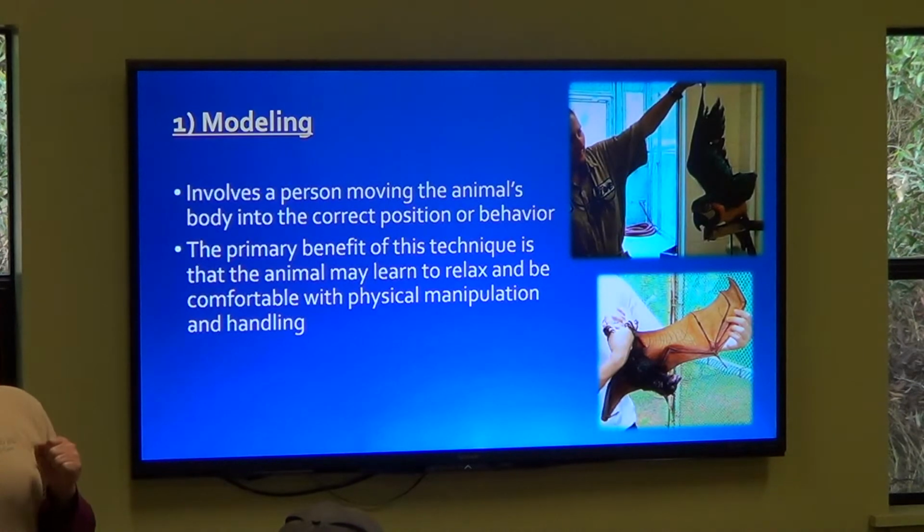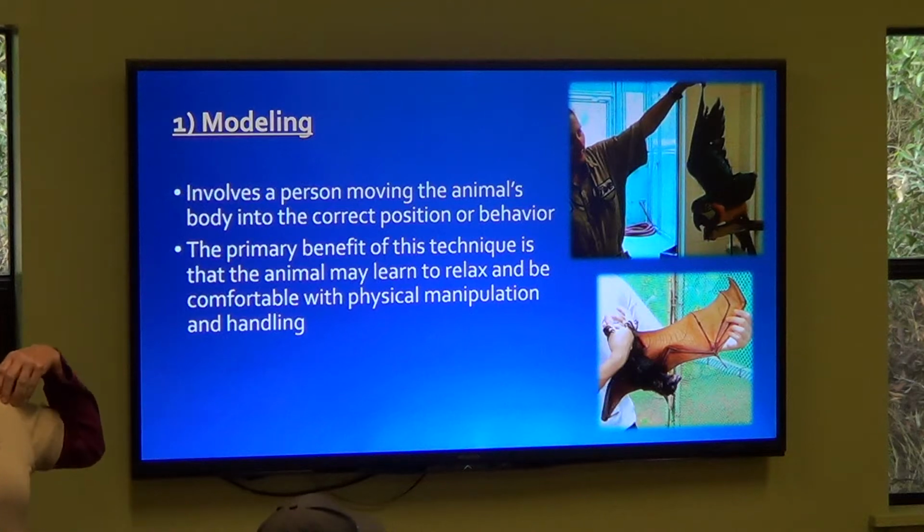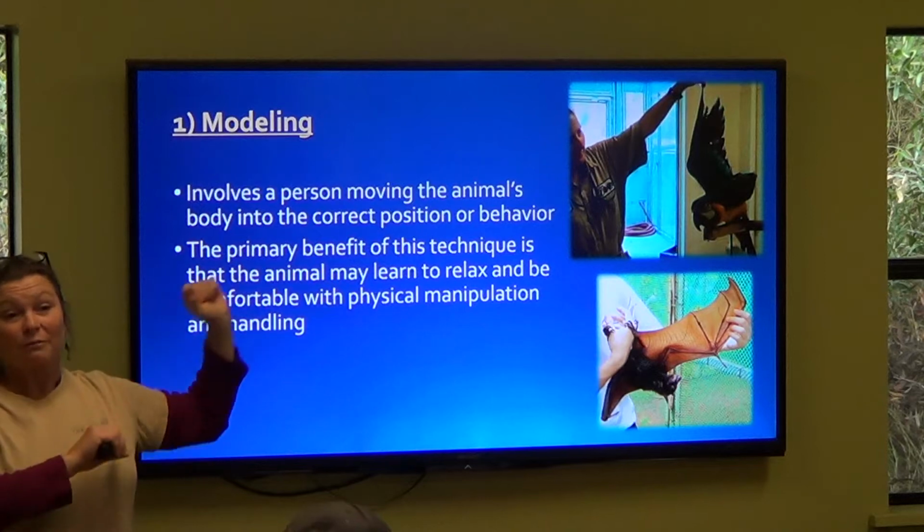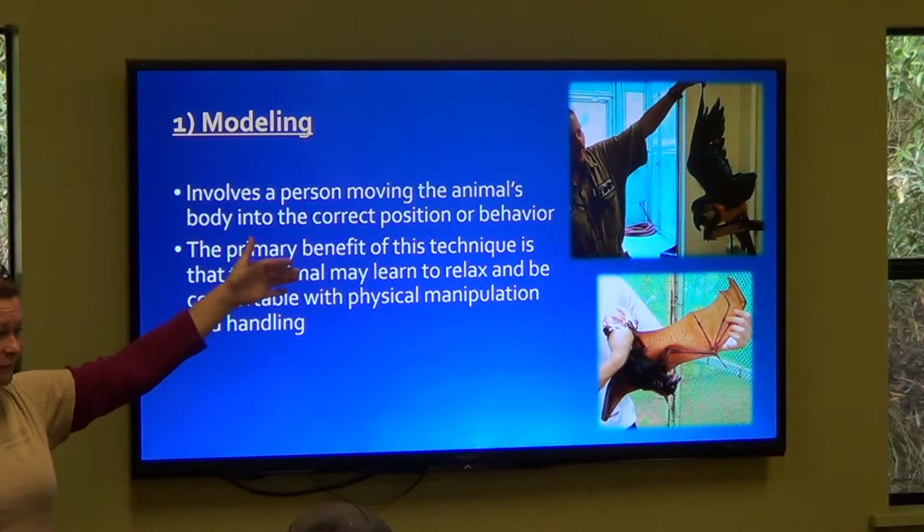All right, so modeling. What does modeling mean? This is when you take the animal's body and actually physically move it into a position. So if you want a bird to do an open wing, you might take that wing and actually help the bird make the movement by opening up the wing.